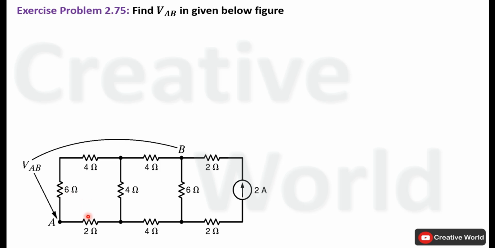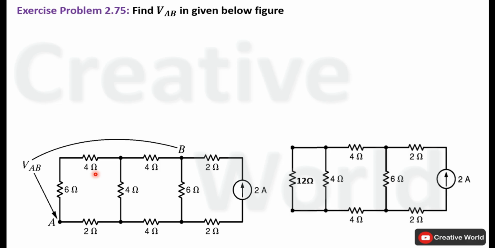In this network, these 3 resistances are connected in series. We can find their equivalent resistance and replace these resistances with it. Their equivalent resistance will be equal to the sum of the 3 resistances. Their sum will be 12 ohm. So we have replaced these 3 resistances with a single resistance having the value of 12 ohm.